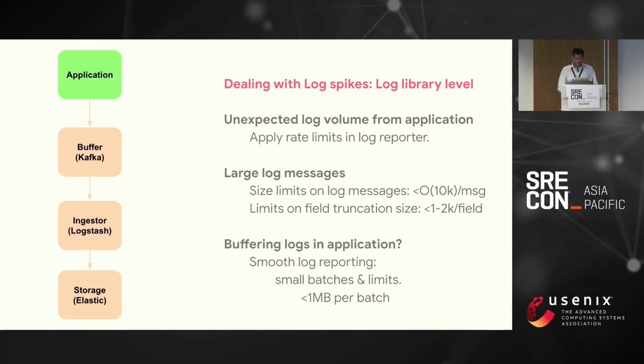This also protects the downstream systems. And as we have seen, in case of failures, if your application is buffering the logs, you can smooth the log reporting a little bit by batching all the writes instead of pushing all the logs at once. We recommend reporting the logs in small batches and limiting the number of batches you write at any time. If you're dealing with Kafka, don't write any message over a megabyte. It causes all sorts of issues.